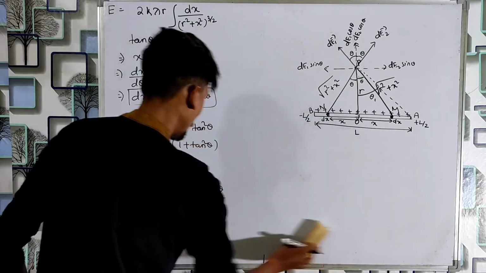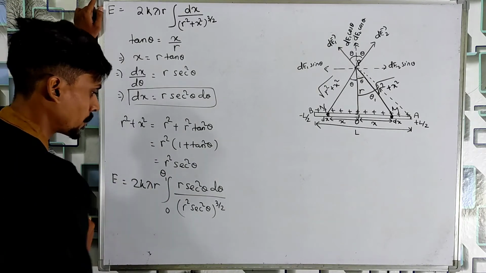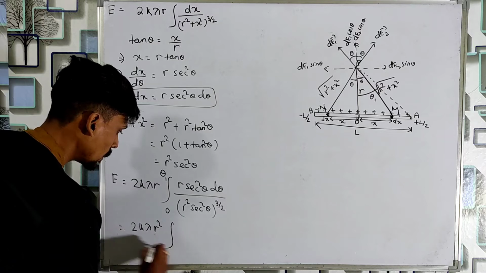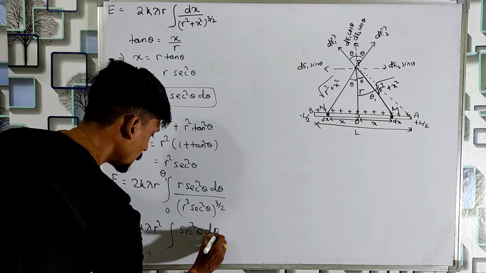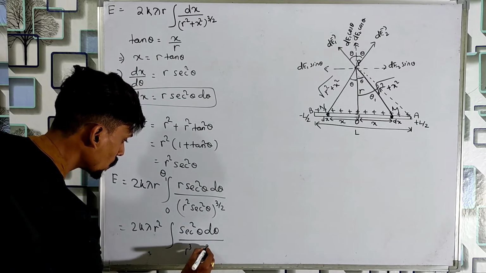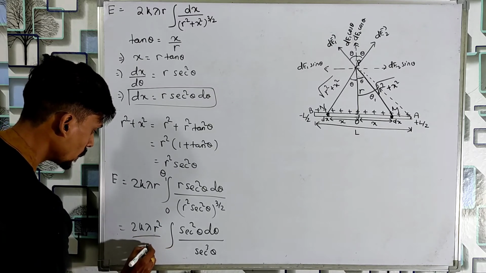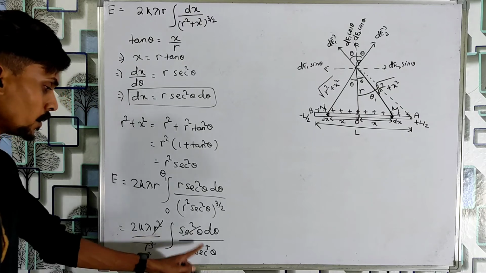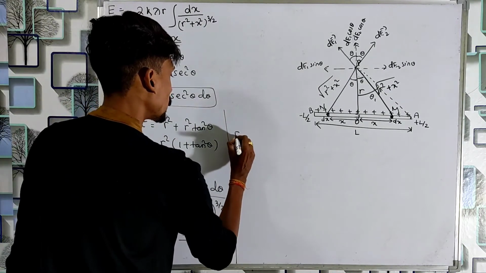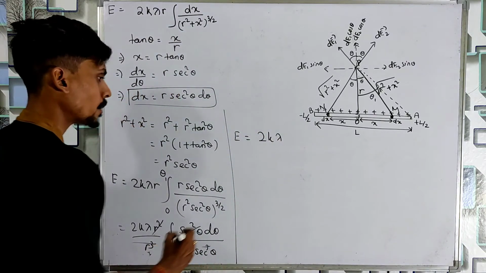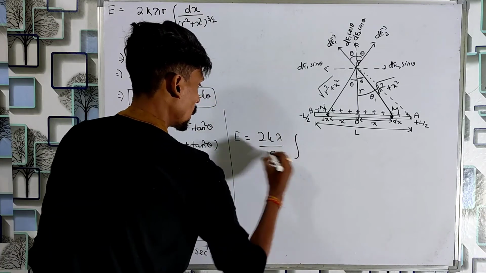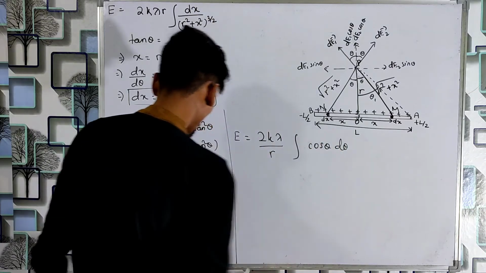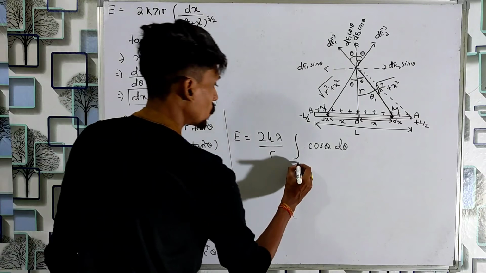So what will be the value here? R into R is R square. So now I can write 2k lambda, take this R outside, it will be R square. Then integration of sec square theta d theta divided by r cube sec cube theta. So you can take this r cube outside, so r square and r cube cancel, you will get r in the denominator, and again sec square theta and sec cube theta will cancel, you will get 1 by sec theta here. So you will get E is equal to 2k lambda divided by r into integration of 1 by sec theta d theta, and 1 by sec theta is nothing but cos theta. So you have cos theta d theta. The limits are 0 to theta 1.